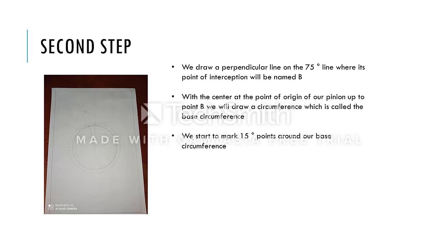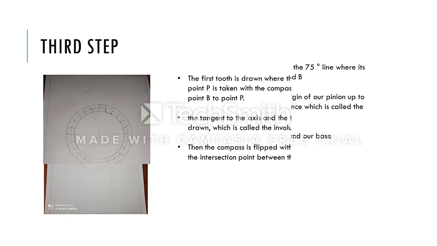We draw a perpendicular line on the 17.5 degrees line, where its point of intersection will be named B. With the center at the point of origin of our pinion and the point B, we will draw a circumference which is called the base circumference. We will start to mark 15 degrees points around our base circumference.